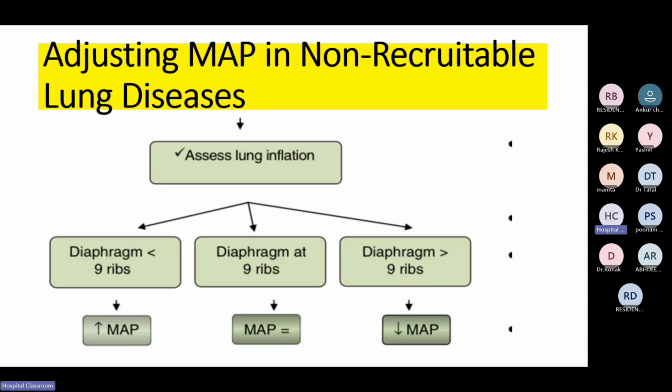You cannot go for that stepwise increment of mean airway pressure as you did in recruitable lung disease like RDS.